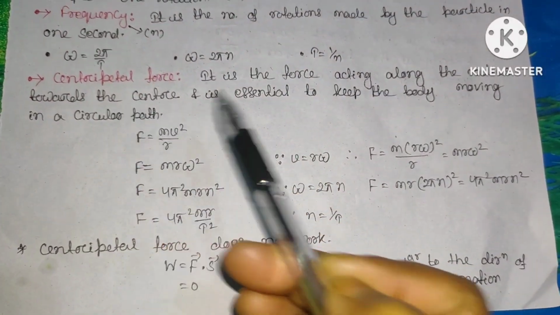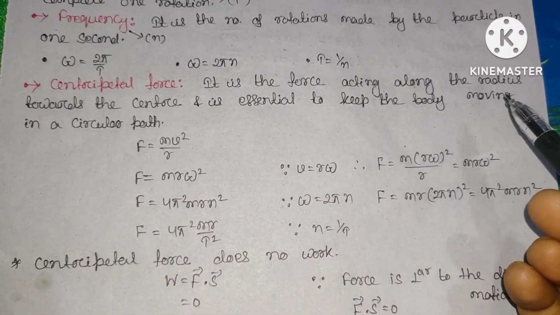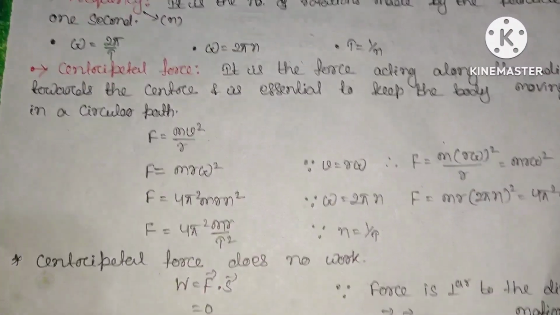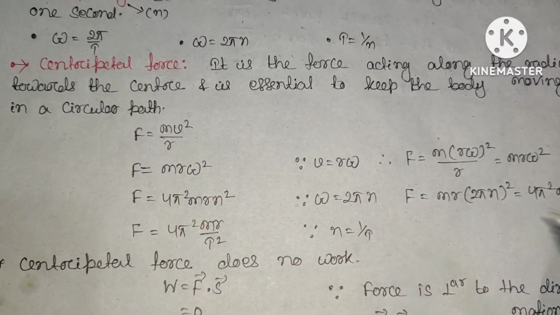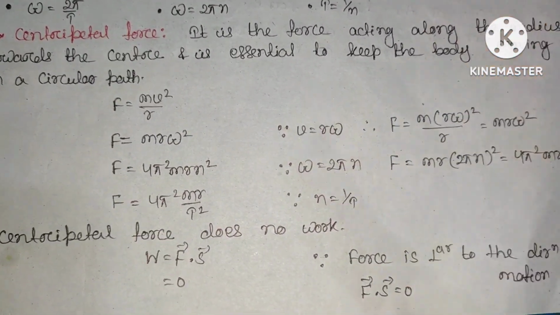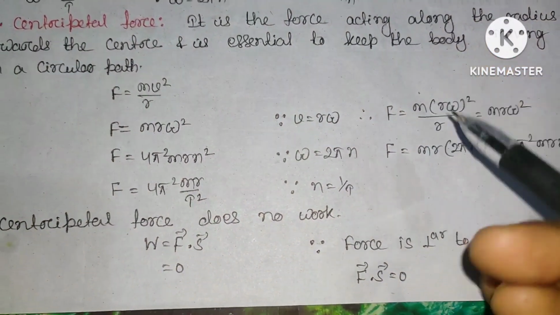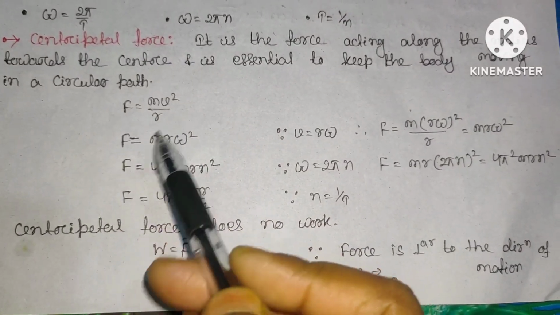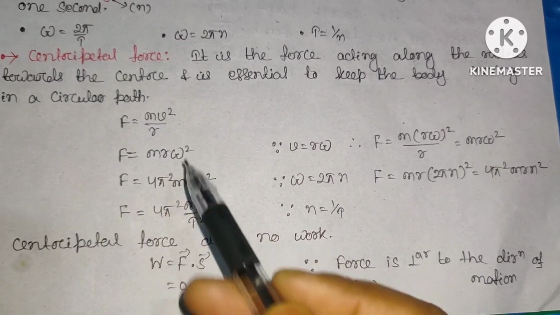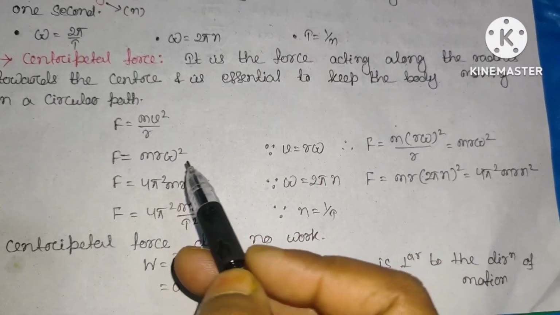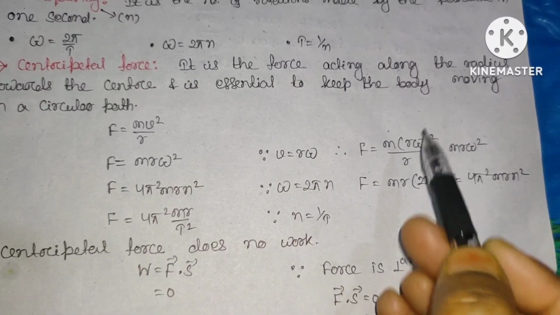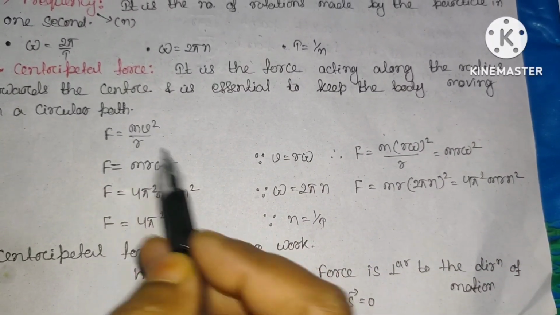The next comes the centripetal force. It is the force acting along the radius towards the center and is essential to keep the body moving in a circular path. In a simple sentence, we can say that when a body moves in a circle, its direction of motion at any instant is along the tangent to the circle at that instant. So F equal to mv square by r, this is the centripetal force. It can also be written as F equal to m r omega square, since v equal to r omega. If we put r omega in place of v, this will be m r square omega square by r, so r gets cancelled and this becomes m r omega square.